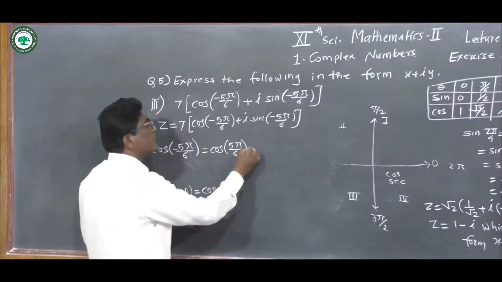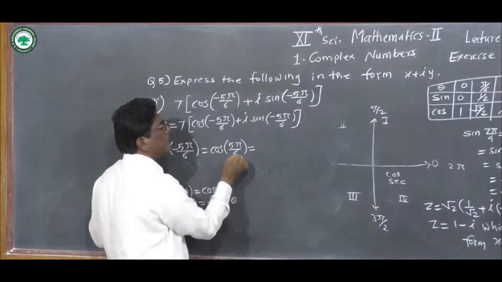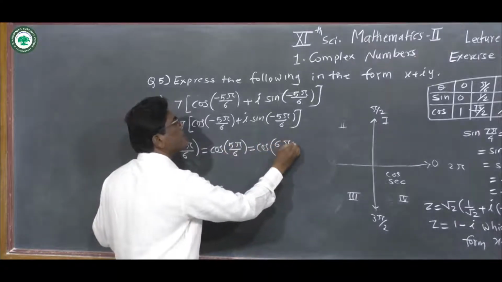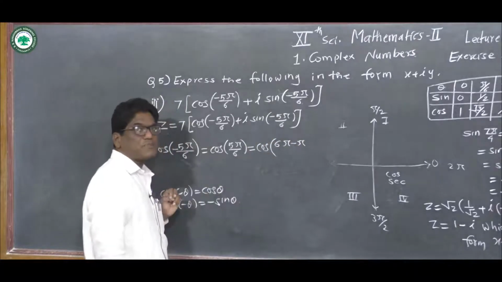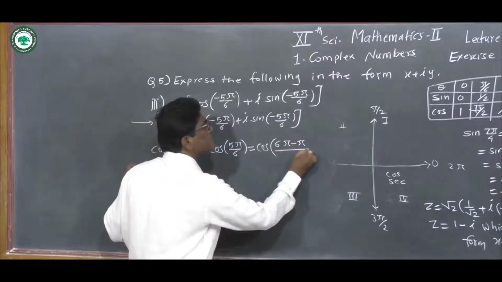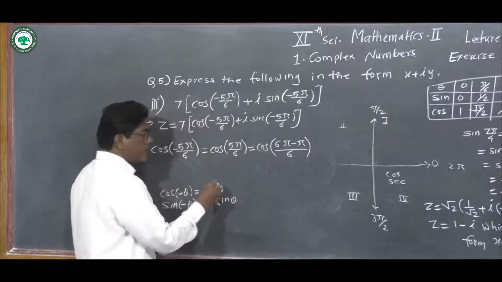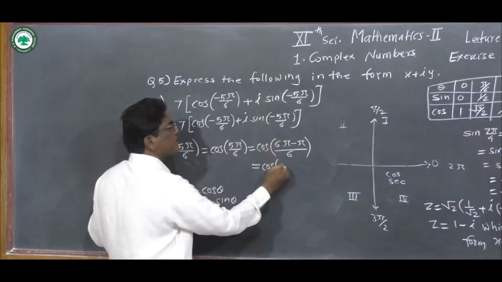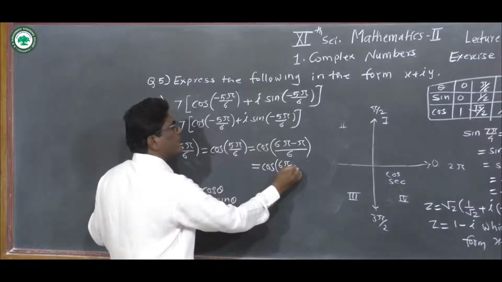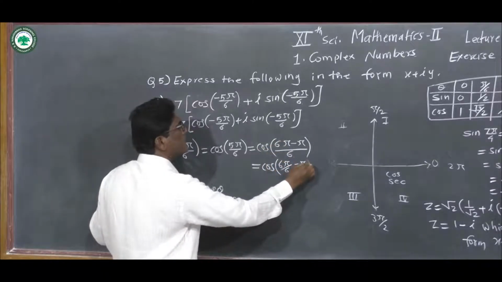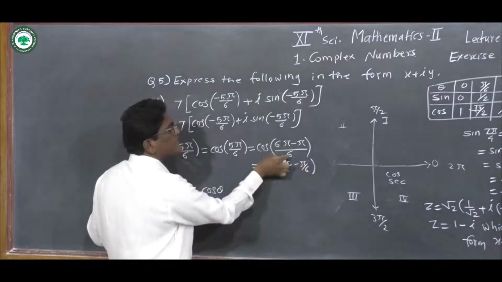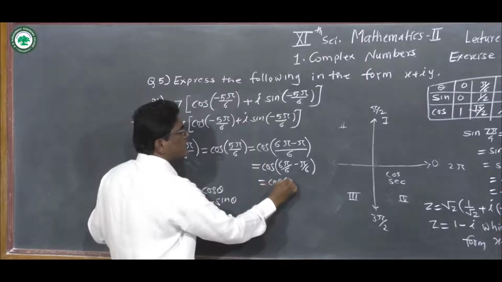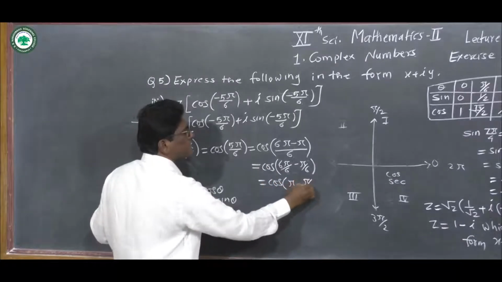Get it? So we write here this 5 pi. So cos of, we write this 5 pi as 6 pi minus pi, divided by 6. And so it is equal to cos of, now divide separately: 6 pi upon 6 minus pi by 6. We divide by 6 separately. 6 gets cancelled. So cos of pi minus pi by 6.